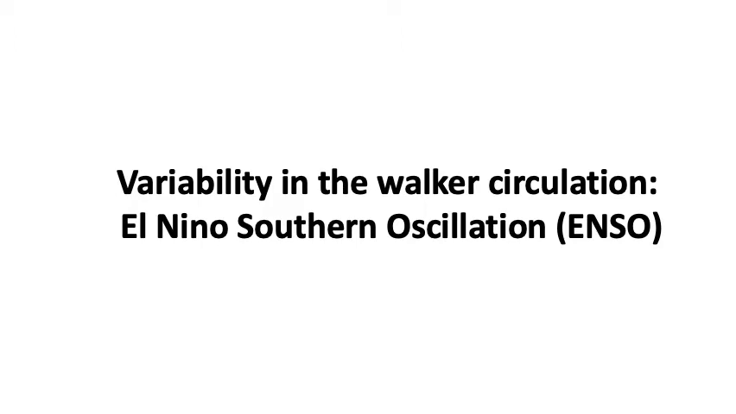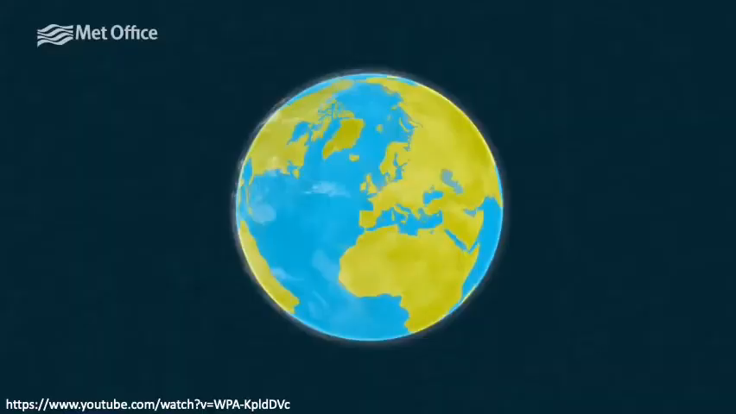So next we want to talk about variability in the Walker circulation, and this is tied intimately to the El Nino Southern Oscillation, or ENSO. You might think this is a separate topic, but it is very intimately related. It's a really nice application of understanding the Walker circulation itself. So we're going to watch a movie about this right now.